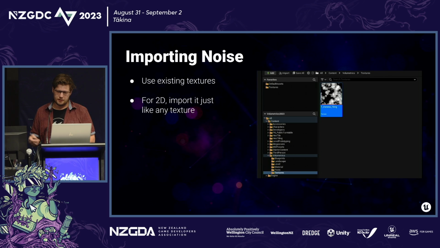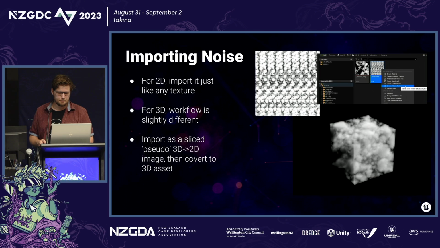So if you have a texture, just import it. And there's a bit of a difference when you import a volume texture into Unreal, where you have to import a 2D atlas, and then you have to right-click it and choose this Create Volume Texture option, and that will actually build the 3D texture for you in engine.